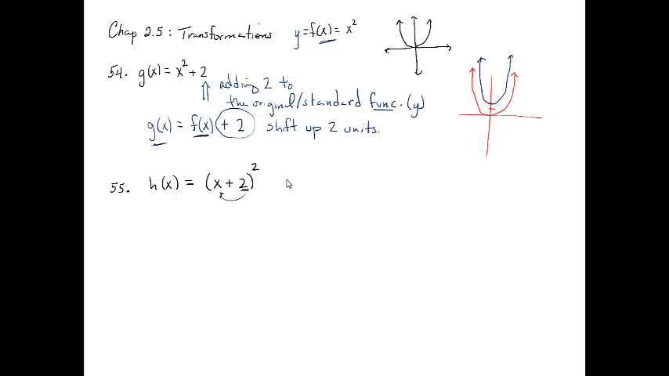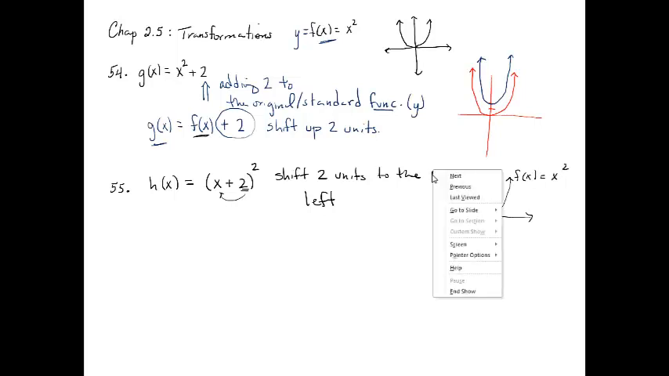And the rule is you always do the opposite. So even though it's telling me I'm adding 2, I really would shift 2 units to the left. So let's get my standard graph up here one more time. And again, this is just a sketch. It's a rough looking picture. Okay, so there's my sketch. This is f of x equals x squared.